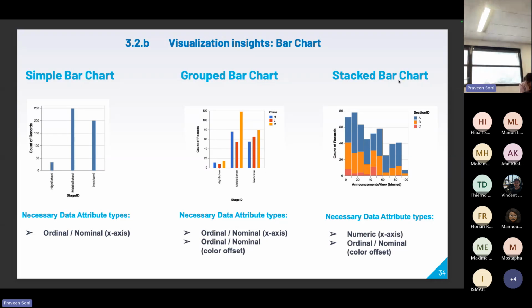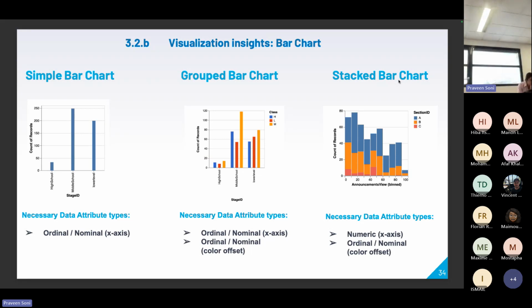Now on the x-axis, what do we put here for the group bar chart? Nominal, very good. And for this one, stacked, nominal. For the stack bar chart, what do we put at the bottom? Ordinal. Numeric. Okay. On the y-axis, both numeric, because we are just making a count of records. When there is a count of records, it is always numeric. The third one is color, or we can say categorical. It can be ordinal or nominal.